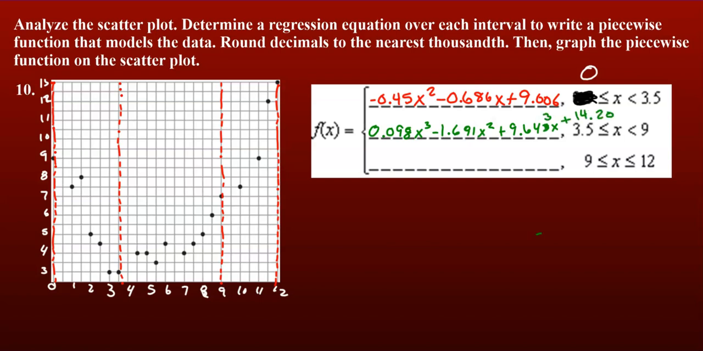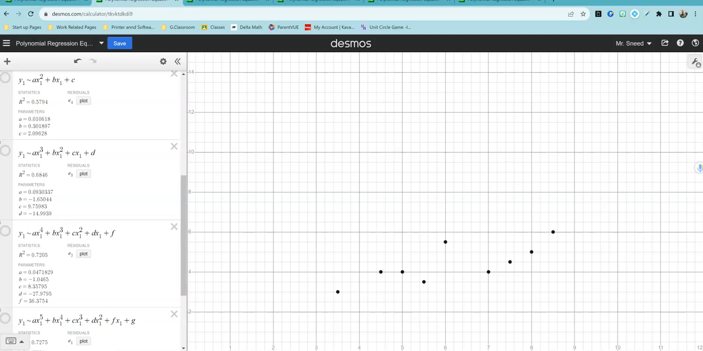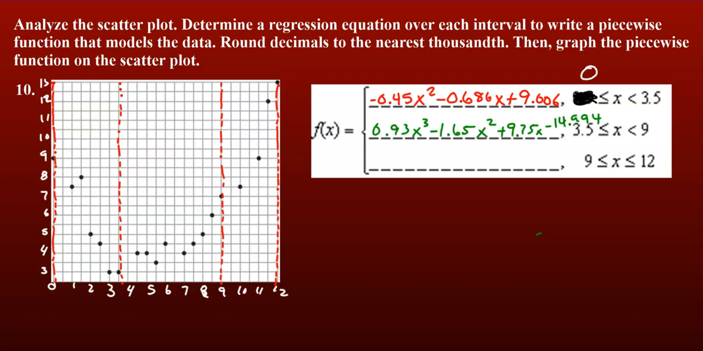All right, so again, this information is coming from your regression equation. So it's the part that I highlighted over here. That's what you're using. So if you wrote down what I had before, change it to 0.93 x cubed minus 1.65 x squared plus 99.75 x minus 14.94. Difference between the two is when you're doing this, the points that we include are only the points that are in the intervals that are included.